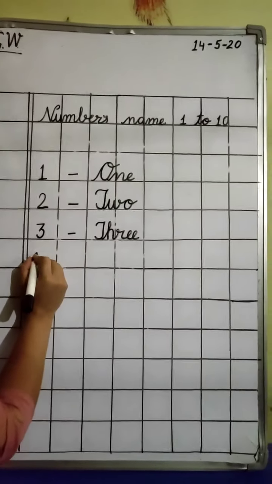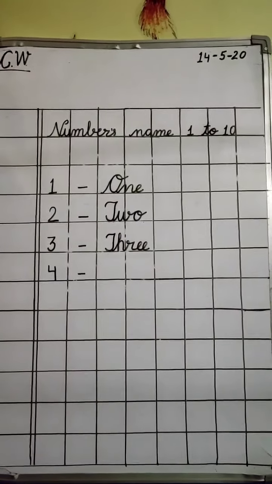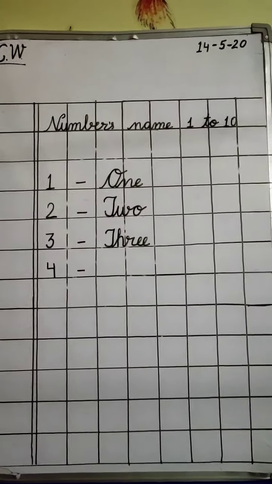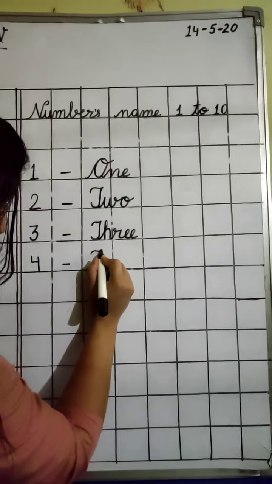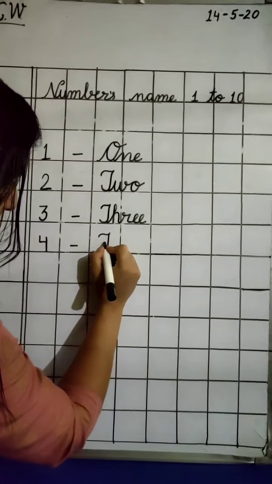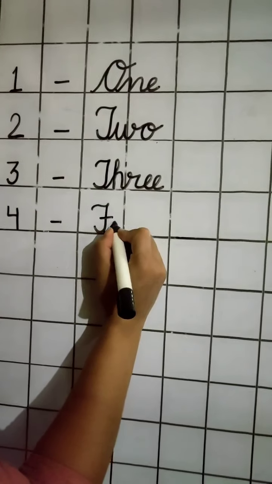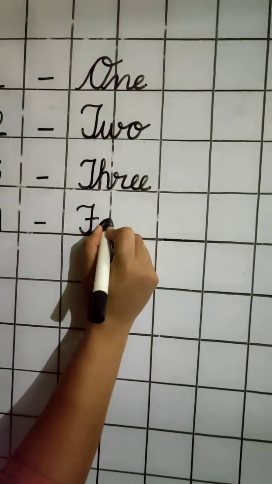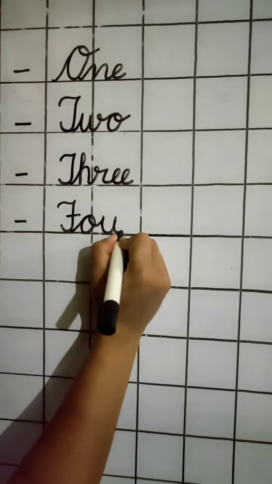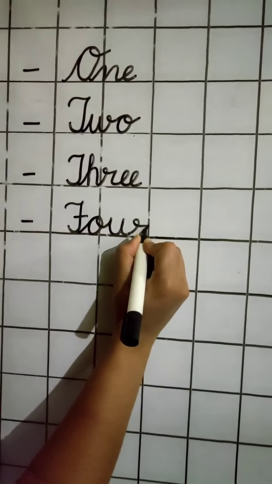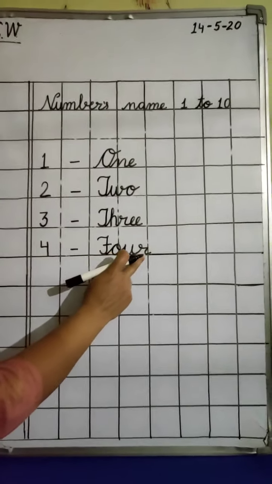Next number, 4. What is the spelling of 4? F-O-U-R, 4. F we will write capital. Okay? Capital F. First letter of number's name we will write capital. F-O. After completing O, U. And after completing U, we will write R, like this, okay? F O U R, 4.